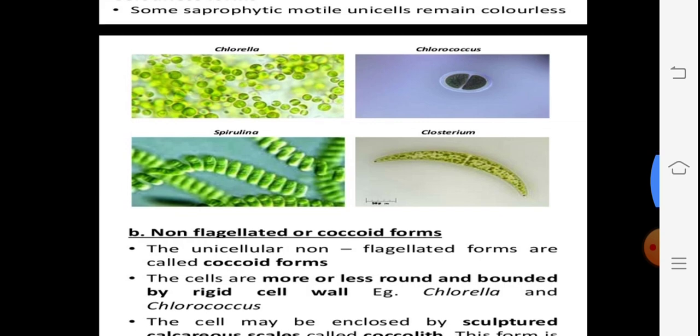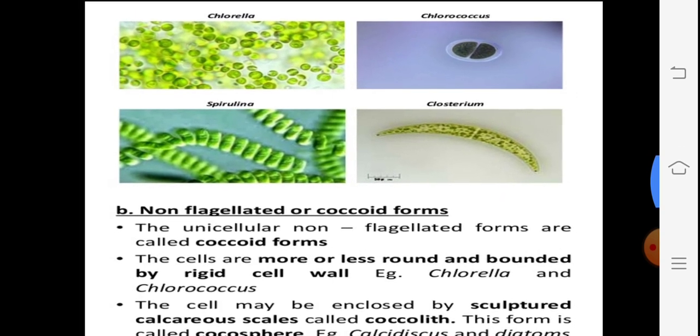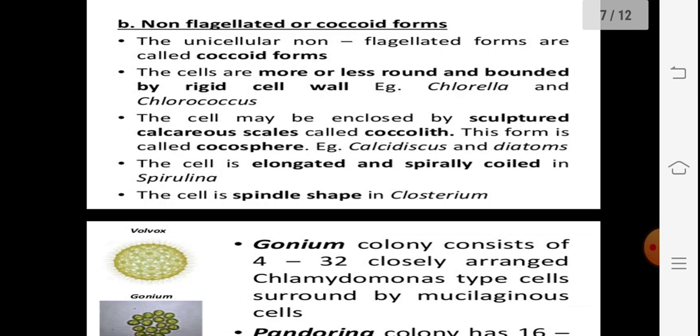You see chlorella, Chlorococcus, Clostridium, and spirulina. Spirulina is an example of Cyanophyceae, right? Then non-flagellated coccoid forms: these non-flagellated Chlorella and Chlorococcus show the unicellular condition.